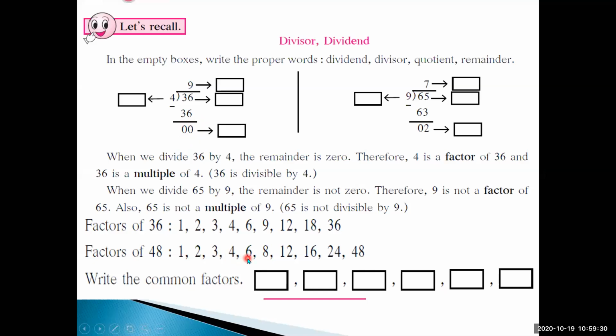Then we check division by 5. We do not need to divide 48 by 5. If at the unit place 0 or 5 is there, then the number is divisible by 5, right? Here 0 and 5 are not there, so that number is not divisible by 5. So we will not include 5 in the divisibility.